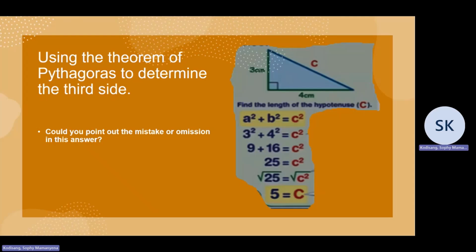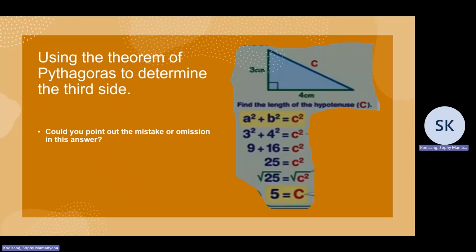So we have to substitute a by 3 and b by 4 to get the value of c. Now a squared is the same as 3 squared and b squared is 4 squared, and the sum is the same as c squared. Now 3 squared is 9, 4 squared is 16, and 9 plus 16 is equal to 25. And on the right hand side we have c squared. This is the application of the theorem of Pythagoras.